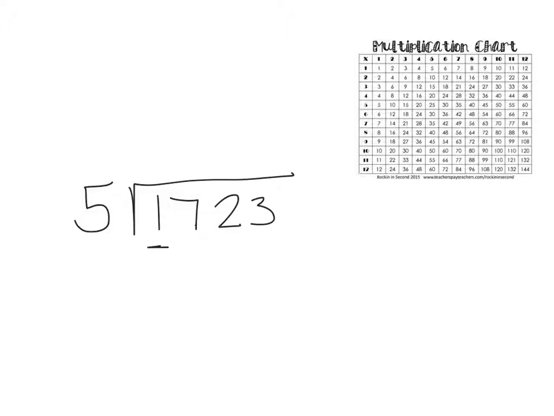Can we make 5 groups out of 1? No. So we need to move on to our hundreds column. How many groups of 5 can we make with 17? Well, again, looking at our multiplication chart, we can make 3 groups of 5 with 17. However, it's not going to be equal groups. So our 3 goes right above, and remember what we're talking about, place value. It needs to go right above our hundreds, the 7 in our hundreds column.